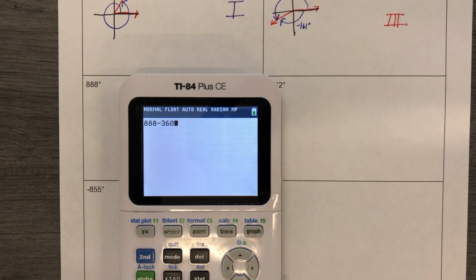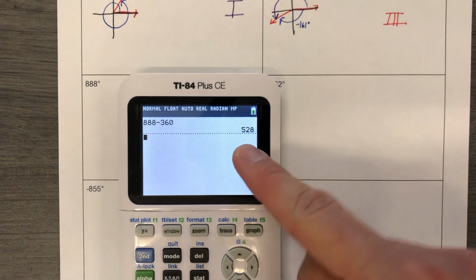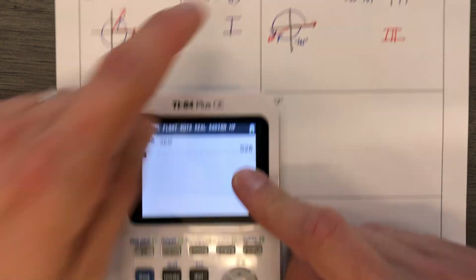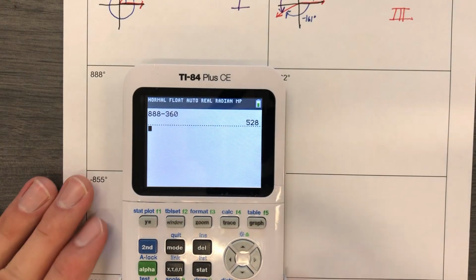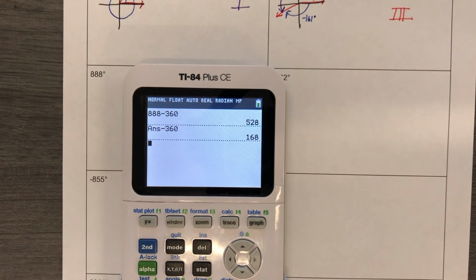888 minus 360. Oh, there we go. It's 528. Well, that's not between 0 and 360, so why don't we do it again? 168. That's it. So I'm not going to draw this one.